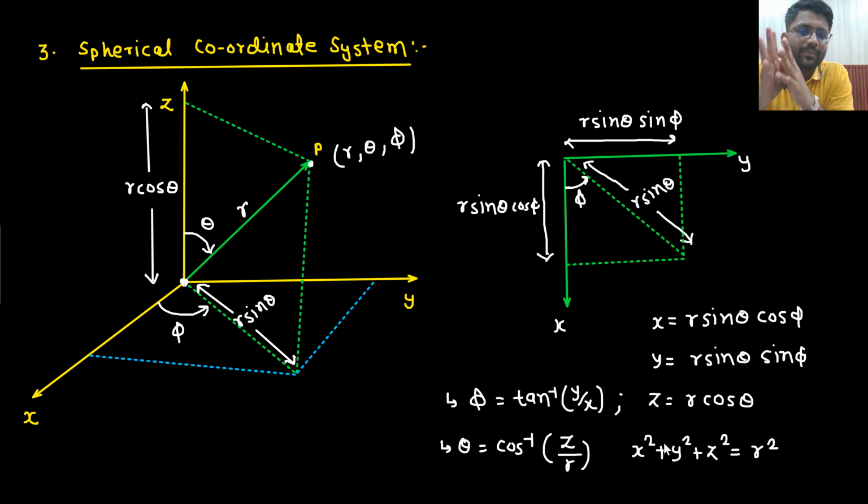Understandable? I hope it is completely clear to you how you will reach this point P, and the conversions are also clear. Now the important point is about the range. What will be the range of r? What will be the range of phi? What will be the range of theta? R is the distance. The range of r will be from 0 to infinity.